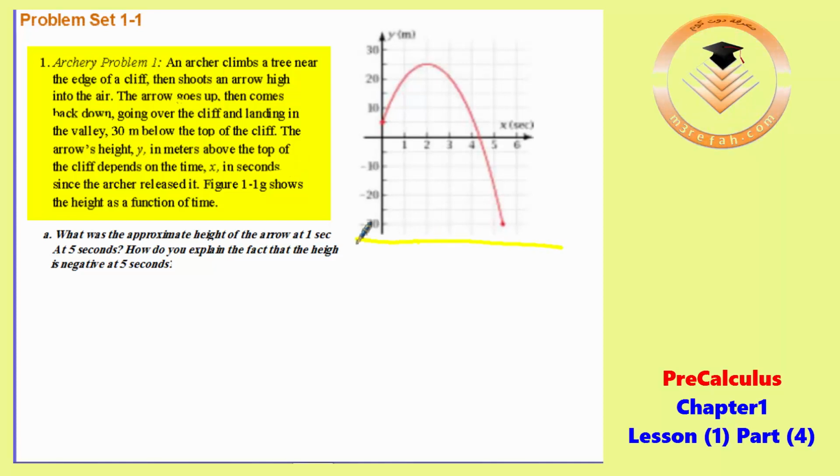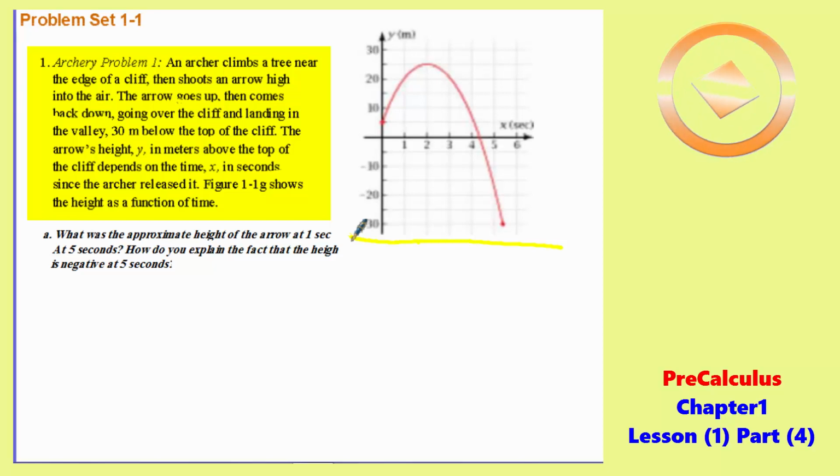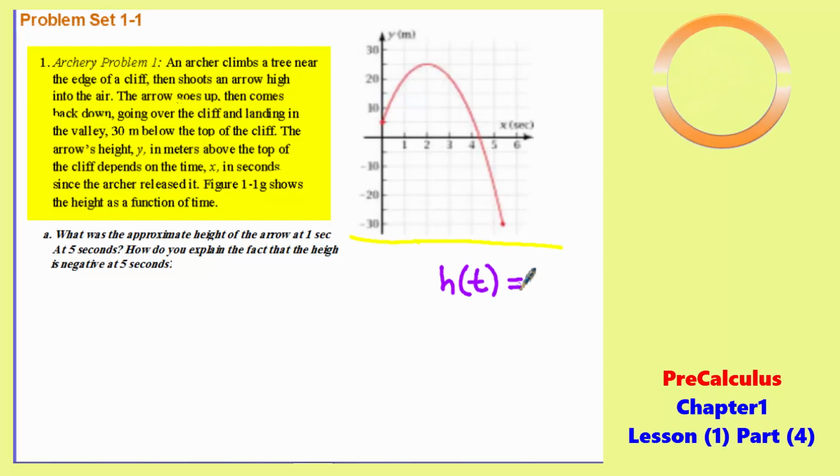This is the figure. It shows the height as a function of time. So your height is a function of time, meaning that your h is in terms of t. So it's written something like this: h is in terms of t.